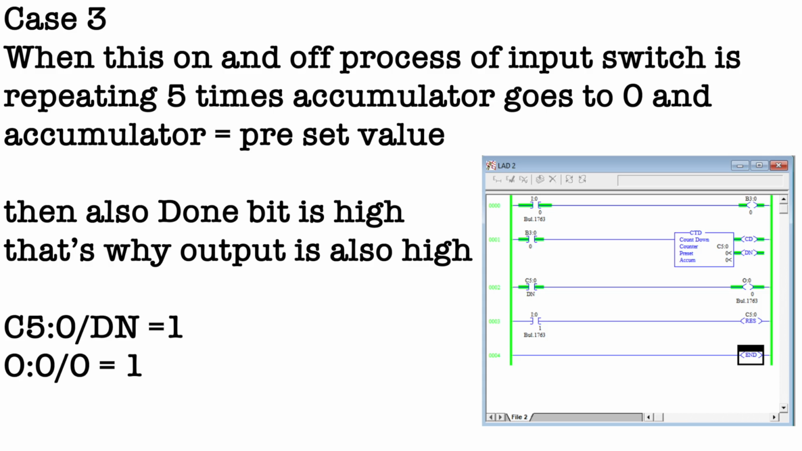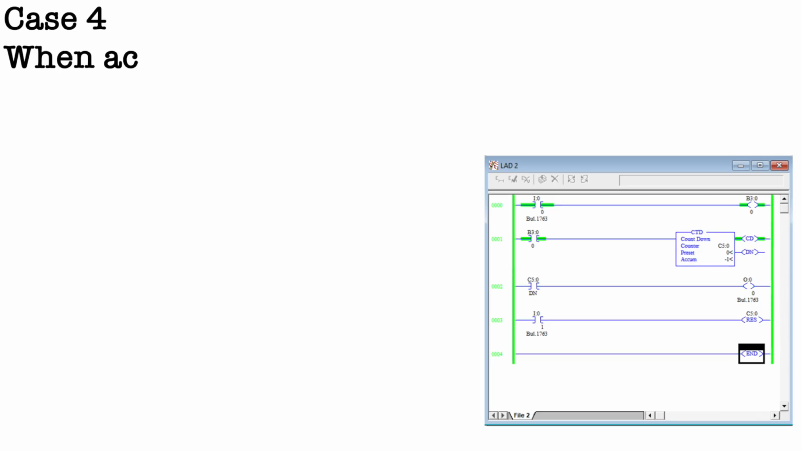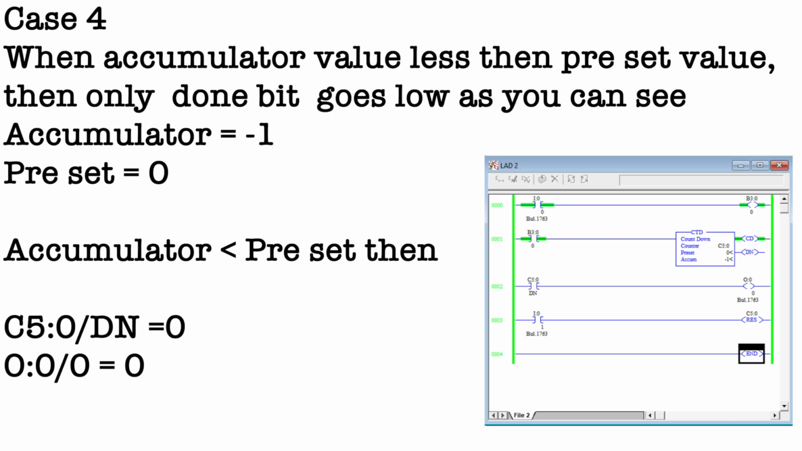Now let's take another case, when the accumulator value is less than the preset value. I again change the state of my input switch, that is I:0/0, for the 6th time. Then my counter gets the supply and it changes the accumulator value from 0 to -1. You can see here in this case my done bit goes low, and my output connected to the done bit is low.